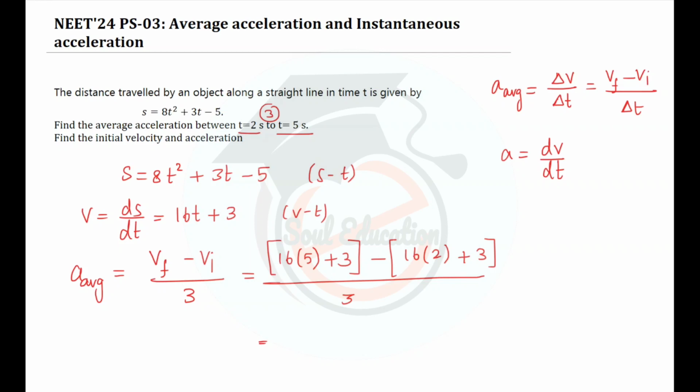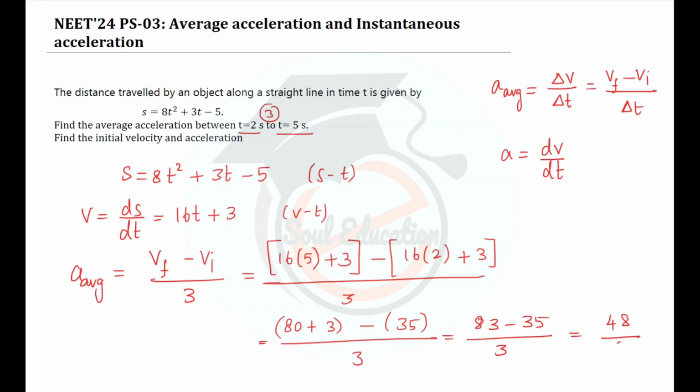So that is 16 fives are 80 plus 3, minus 16 twos are 32, 32 plus 3 is 35, whole divided by 3. So 83 minus 35, whole divided by 3. Subtracting, 83 minus 35 is 48. 48 by 3, cancelling, 6 threes are 18, so 16 meter per second square. So this is my average acceleration.